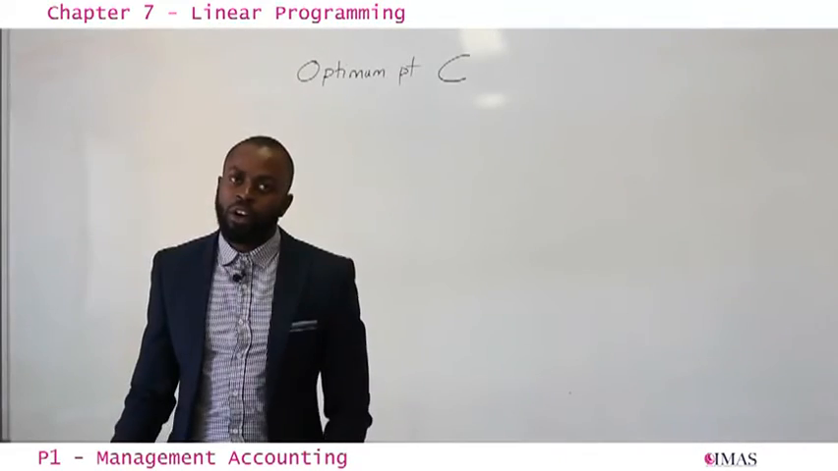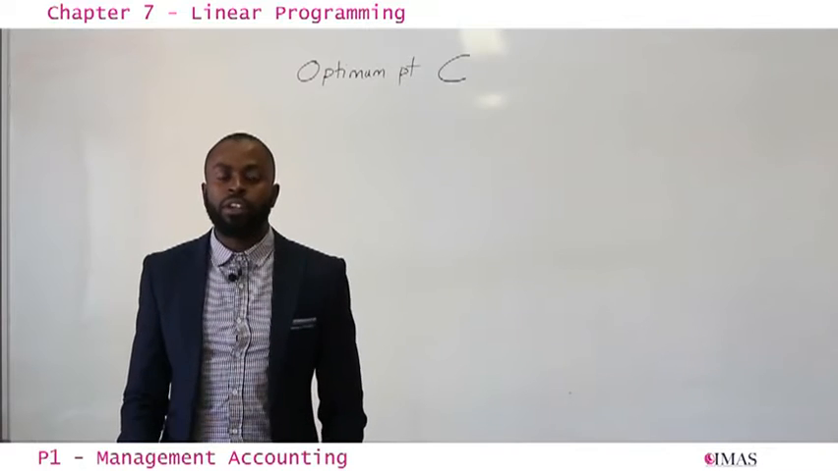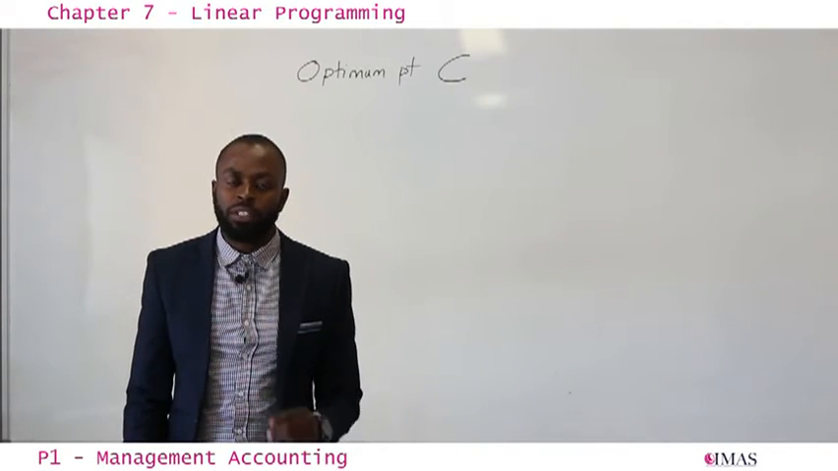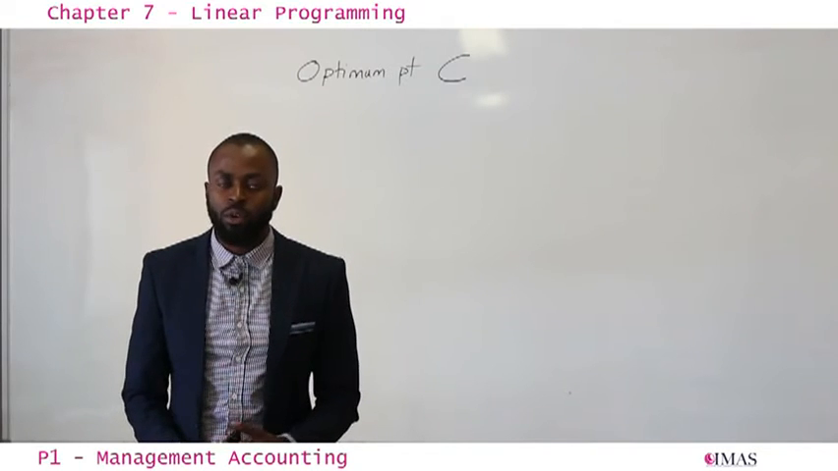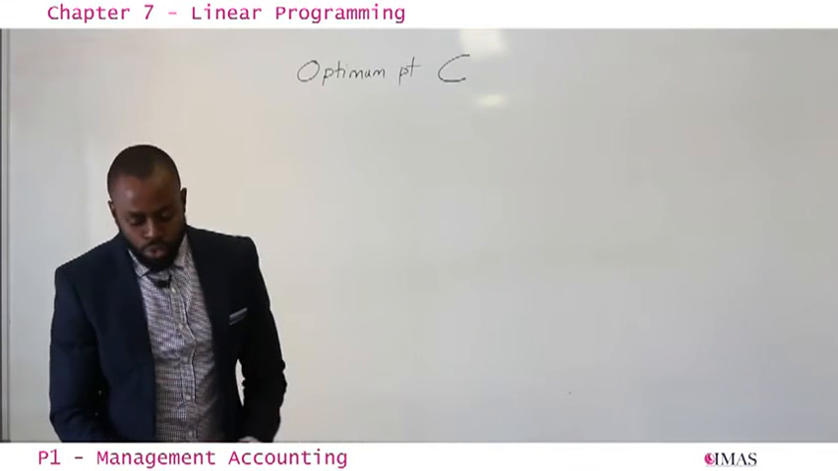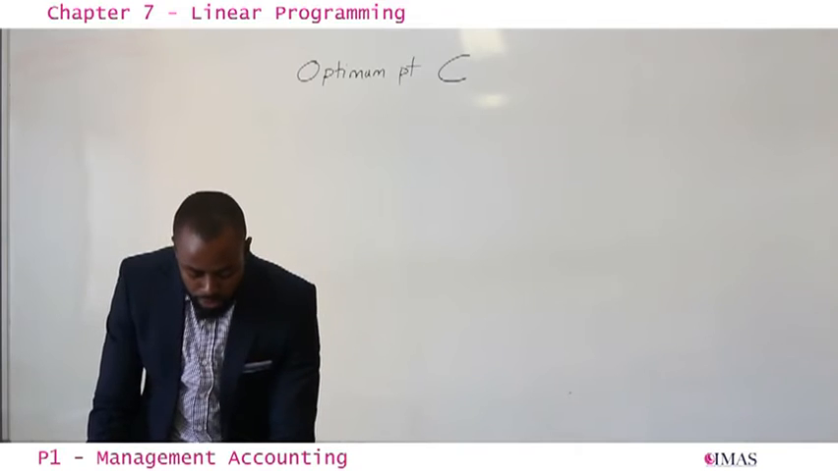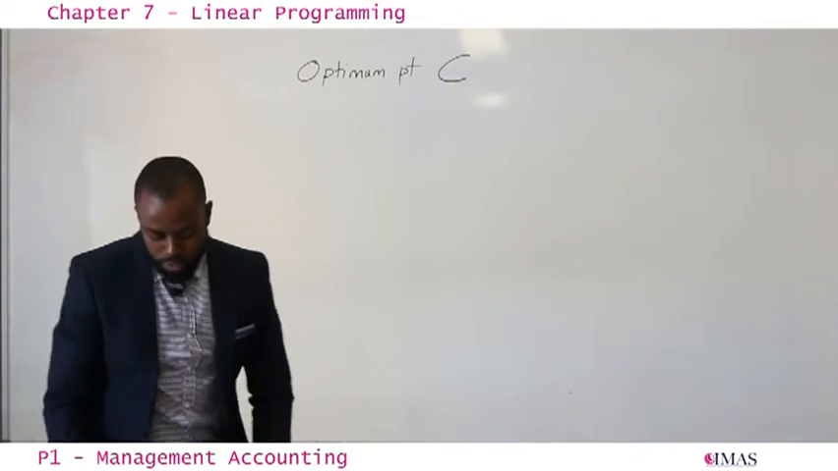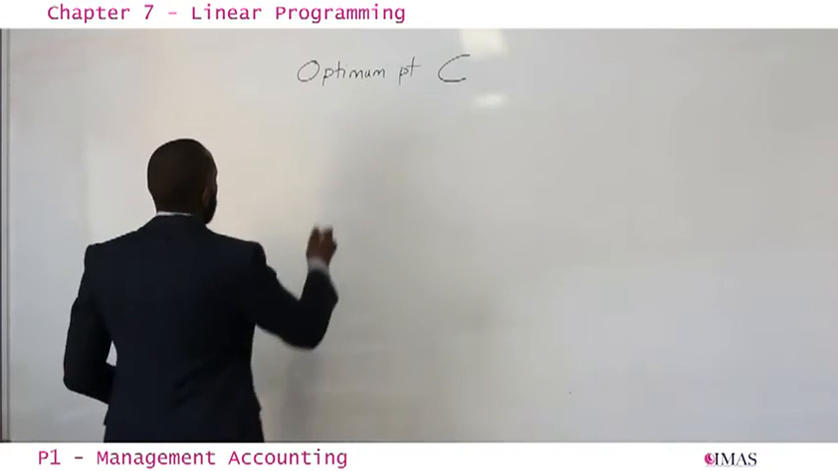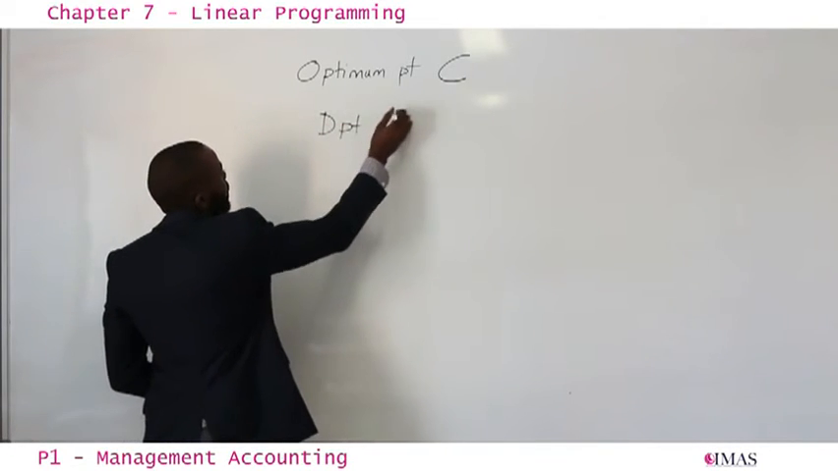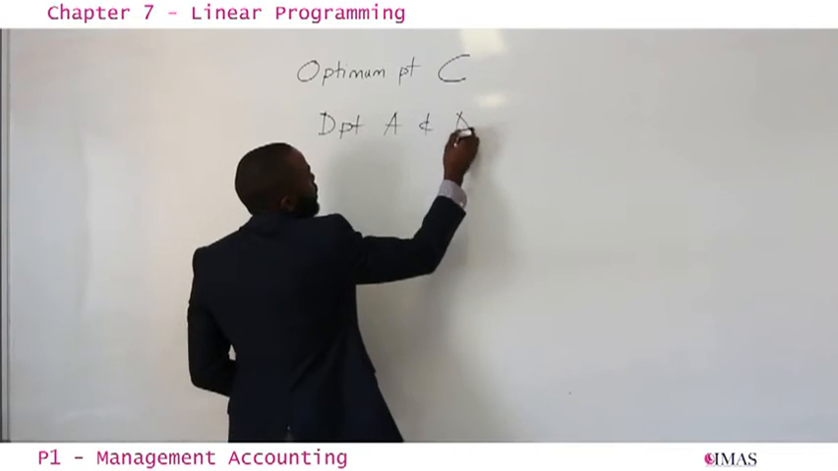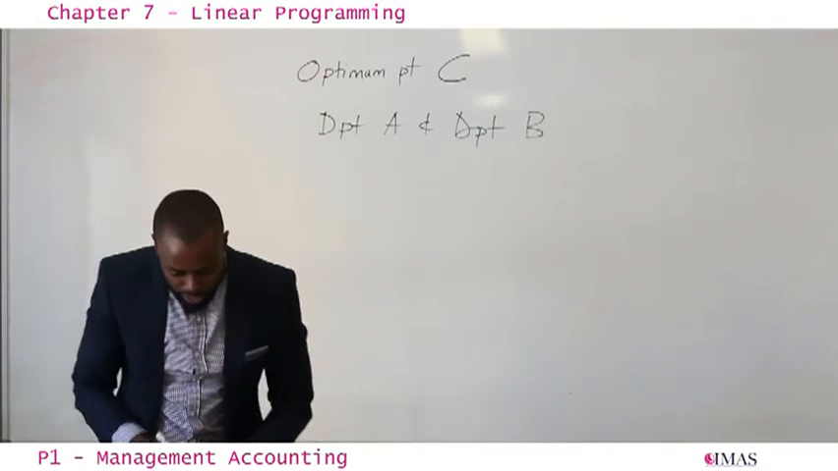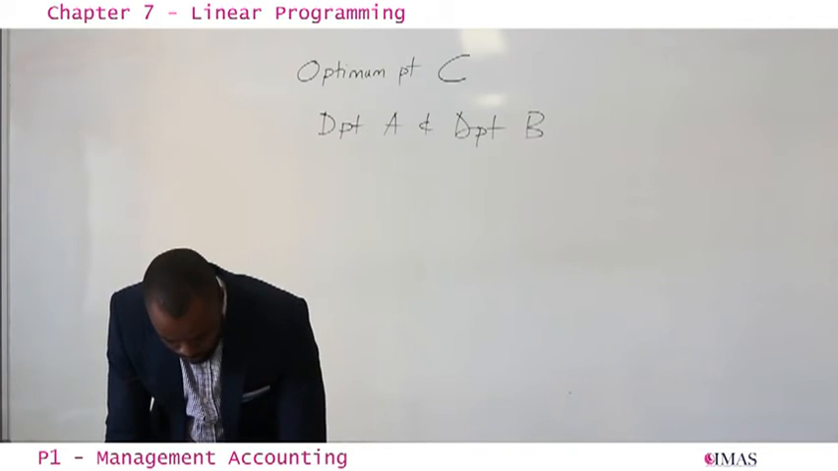Now we have determined our optimum point, and we notice that our optimum point is C. But using the graphical approach, it's quite difficult to get with certainty the coordinates of x and y. Now what we need to do is look at point C, which two lines are meeting at point C. At point C we have the department A line meeting with the department B line. So we have two straight lines meeting.